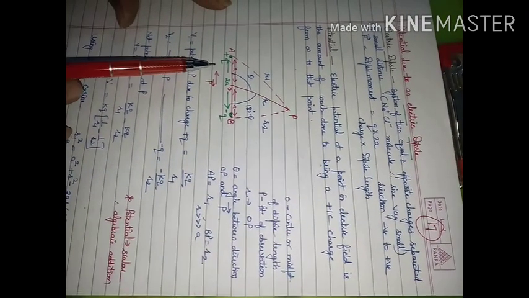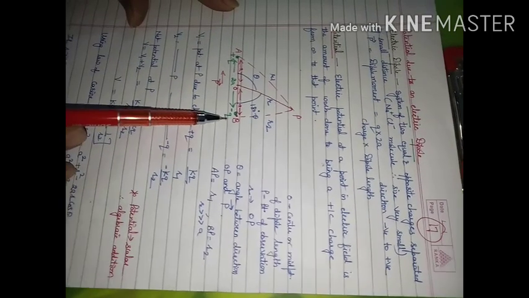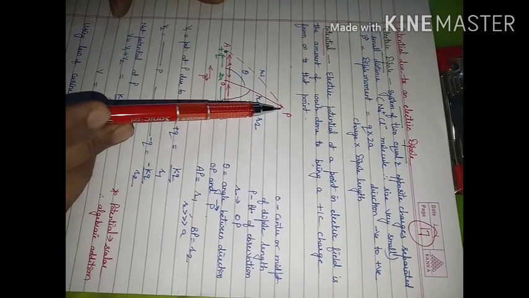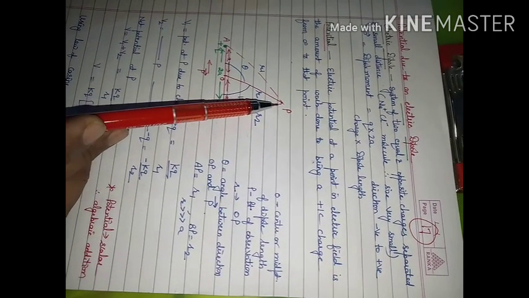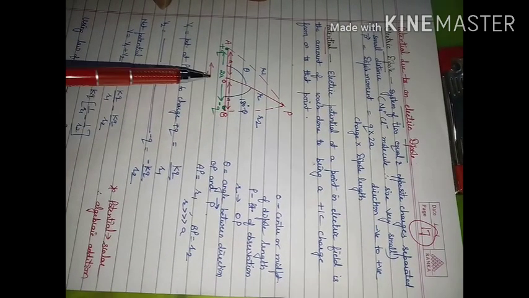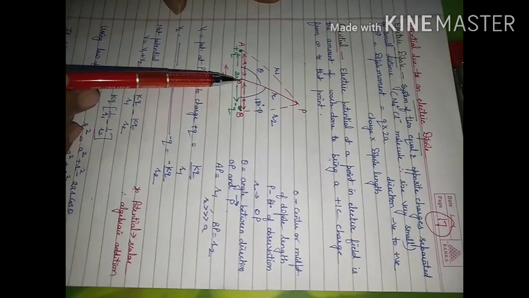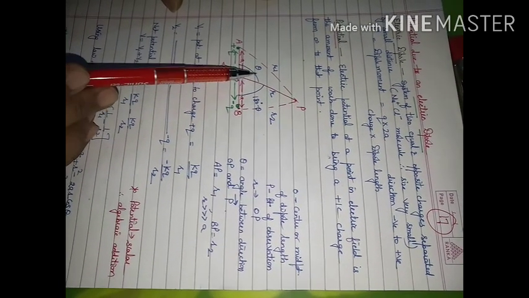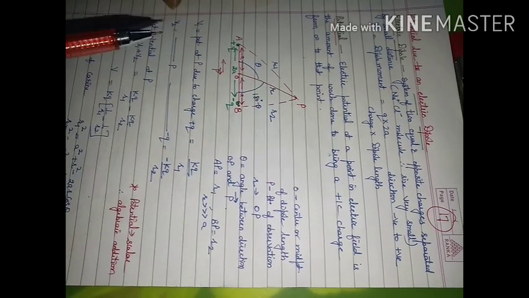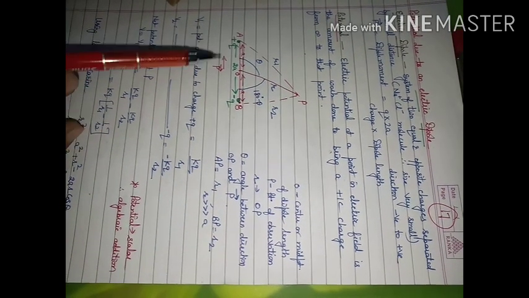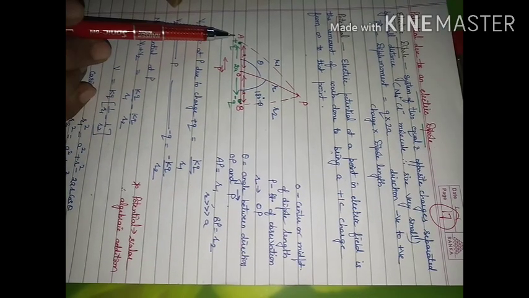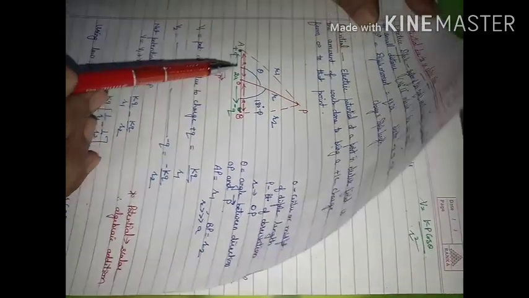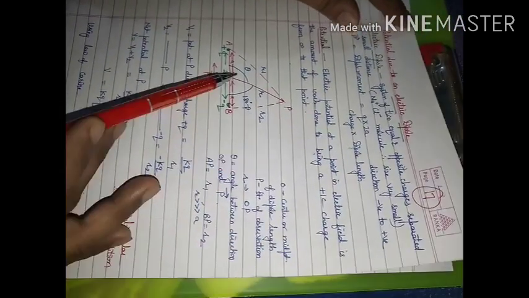So we have considered an electric dipole. This is plus q, this is minus q. Dipole length we have 2a, and this is point P, our point of observation, which is at a distance r from the center of the dipole, from point O. So O is just the midpoint of A and B, and theta is the angle between OP and the direction of dipole moment. Direction of dipole moment will be from negative to positive. So the angle between OP and OA, or direction of dipole moment, is going to be theta.